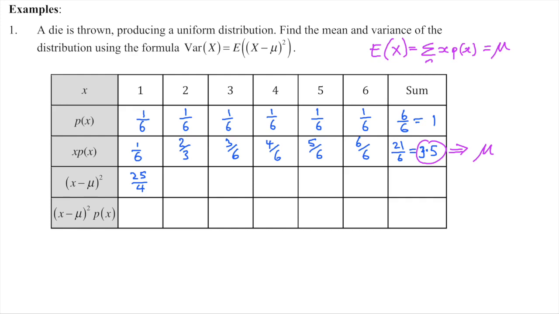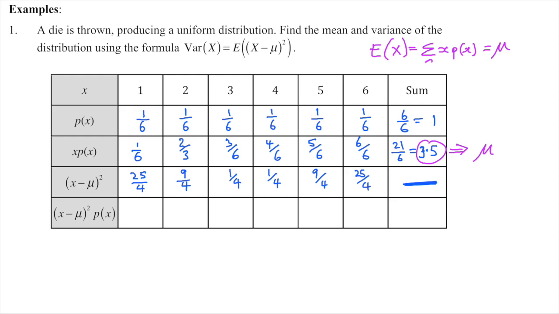The next one will be 2. Take away 3.5, figure out what that answer is, square it, and you'll get 9 on 4. 3 take 3.5 in brackets squared. 4 take 3.5. 5 take 3.5, and then you've got to square it, of course, every time. 6 take 3.5 and then square it. We don't need to add those up. That doesn't help us, so there's no point worrying about that.